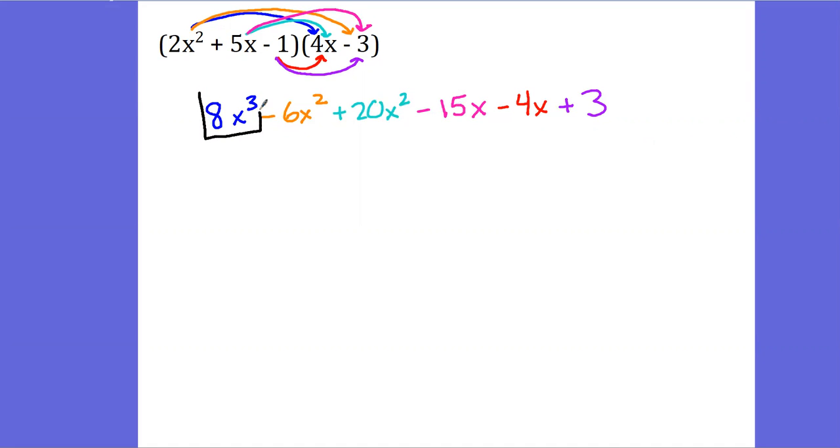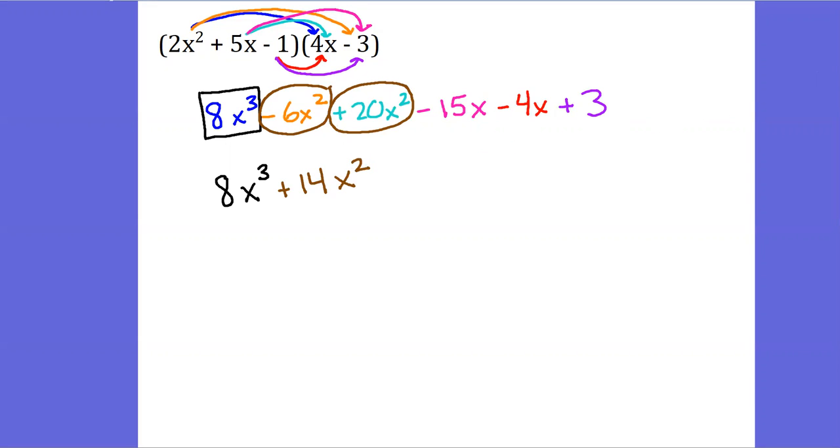So my 8x cubed, do I have any other x cubes? No. So my final answer is going to have 8x cubed. I'm going to write this in standard form. I'm going to get my largest exponent up in the front here. And let's see here, pick a different color. I have -6x squared and positive 20x squared, nothing else with x squareds. So I can combine these. -6x squared and positive 20x squared would be positive 14x squared.